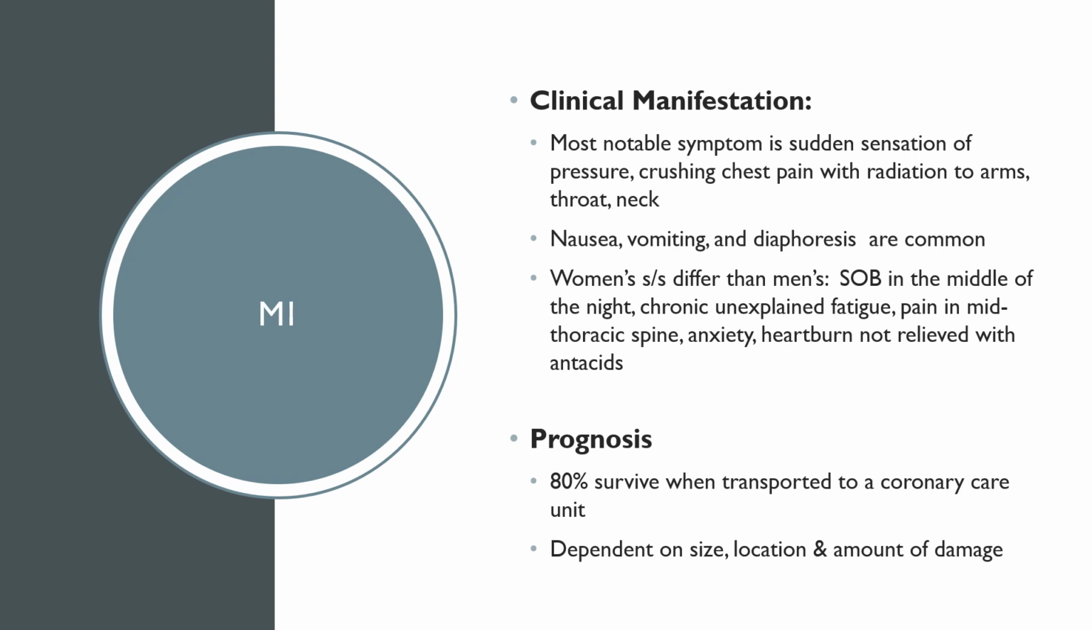Clinical manifestations include sudden sensation of pressure, crushing chest pain with radiation to arms, throat, and neck. Nausea, vomiting, and diaphoresis are common. Women may experience different symptoms, including shortness of breath in the middle of the night, chronic unexplained fatigue, pain in the mid-thoracic spine, anxiety, and heartburn not relieved with antacids. 80% survive when transported to a coronary care unit. Prognosis depends on the size, location, and amount of damage caused by the myocardial infarction.